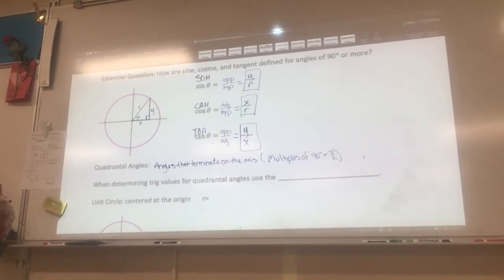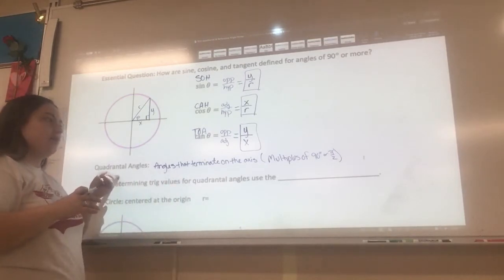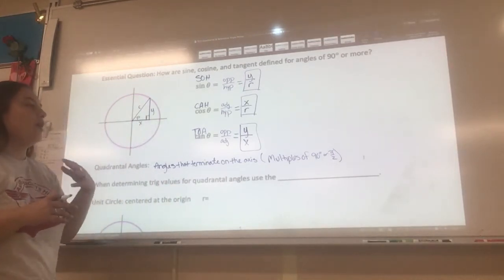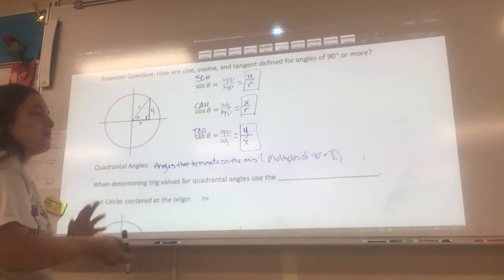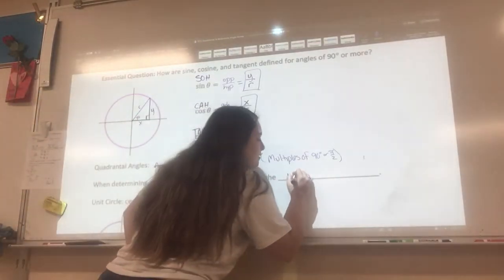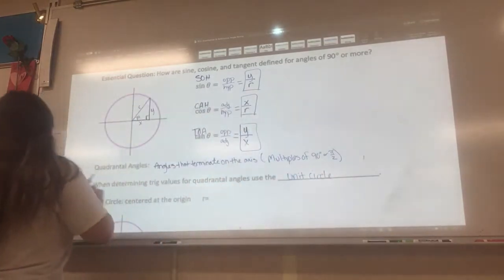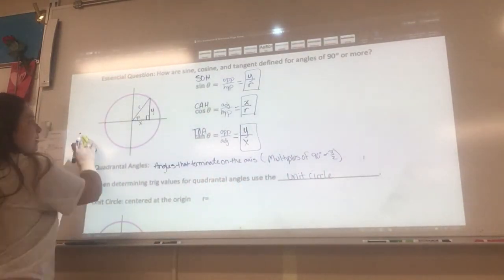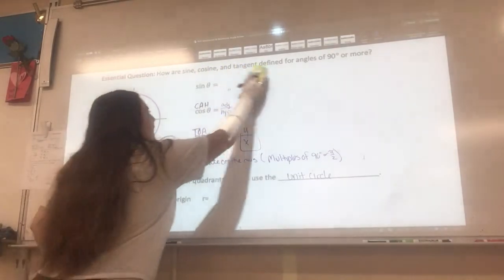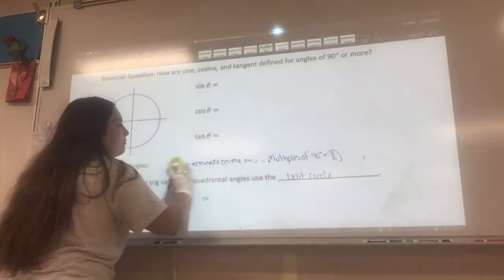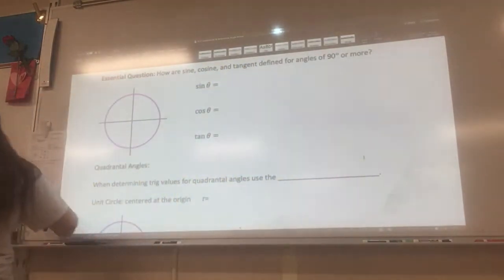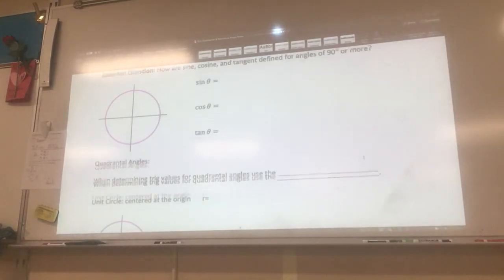And so when we determine trig values for quadrantal angles, which are multiples of 90, we are using the unit circle. We have to use the unit circle. It helps us out so much. Makes our life super easy. Okay? So, now that we have established our ratios, we're going to look at a full unit circle and what that represents.